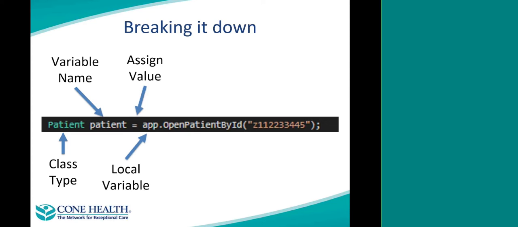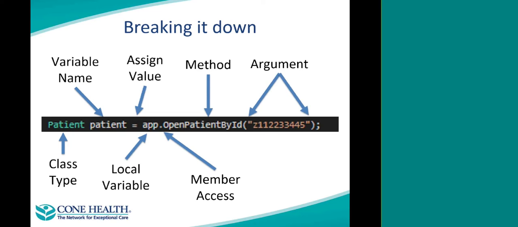And then we have a local variable called app. That's another class that we are digging into. And the dot there is important because it separates all of your initial code from the members of that class that we're calling. And there's a method involved in the app class called OpenPatientById. So think of that as opening Eclipse and then opening the patient by an ID. And that method, like we talked about before, takes an argument. And that argument is the medical record number. And then we end the statement by closing the parentheses, closing the quotes, and adding a semicolon.